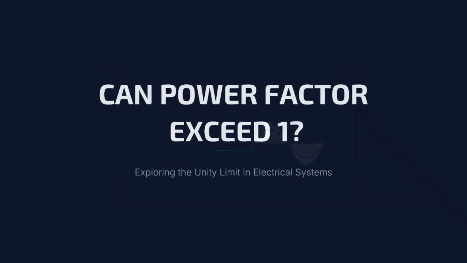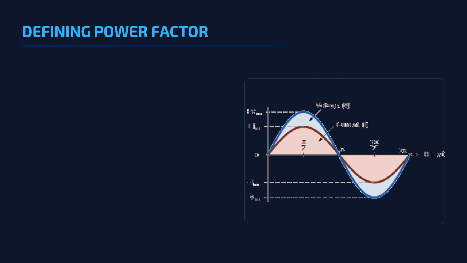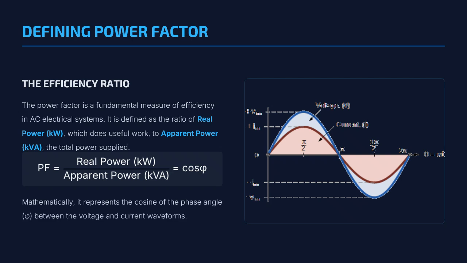Defining power factor. To answer this, we first need to define what power factor actually is. It's simply the ratio of real power, the kilowatts doing actual work, to apparent power, the total kVA supplied by the source. Mathematically, this is also expressed as the cosine of the phase angle, theta, between voltage and current.